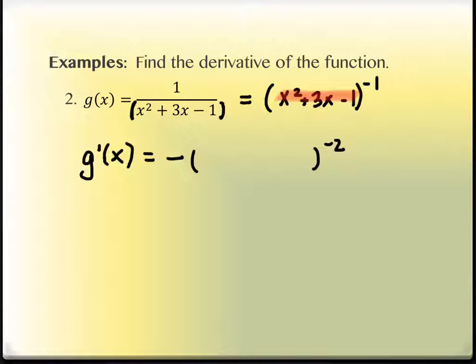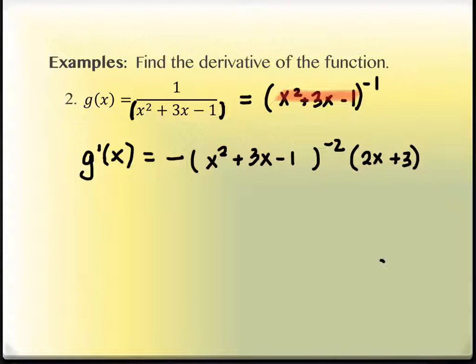And then the part that's inside, that red part, gets rewritten. Okay? So I still have x squared plus 3x minus 1. We're halfway done, because now I have to actually take the derivative of the part that's in red. So what's the derivative of x squared plus 3x minus 1? 2x plus 3. Okay, we're done.